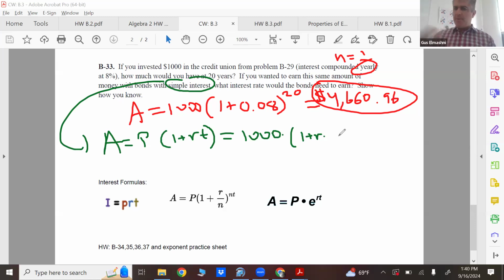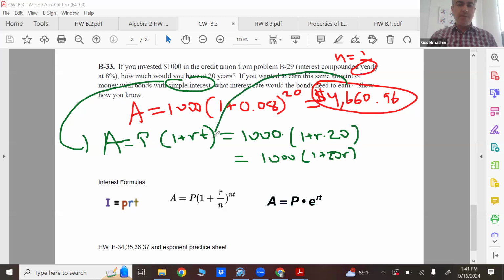You don't like your old rate, you want a new rate. You're like, hey, I want a better rate. I want to make that kind of money, right? How come you guys don't offer this compounding thing? So give me a higher rate in 20 years. So that's 1,000 times 1 plus 20R. And what we're going to set that equal to? Yep, because you want that same money, right? And then you solve for R. So you solve for the new interest rate if you're going simple interest.